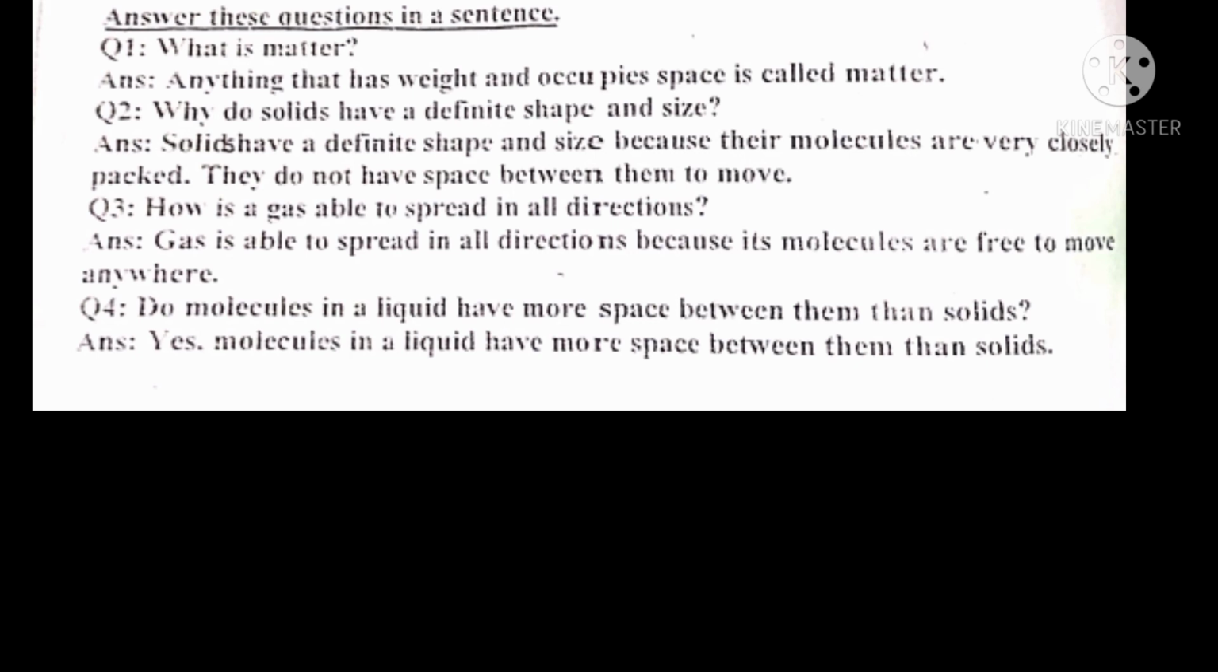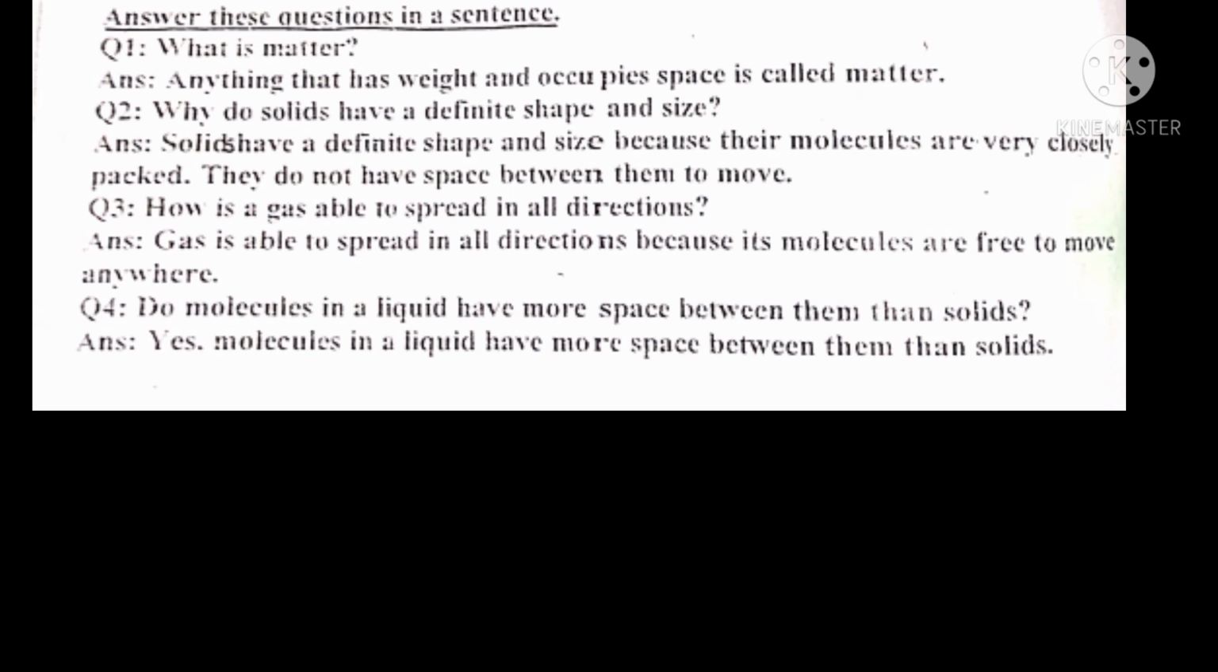Question number 2. Why do solids have a definite shape and size? So the answer is solids have a definite shape and size because their molecules are very closely packed. They do not have space between them to move. Question number 3. How is a gas able to spread in all directions? So the answer is gas is able to spread in all directions because its molecules are free to move anywhere.